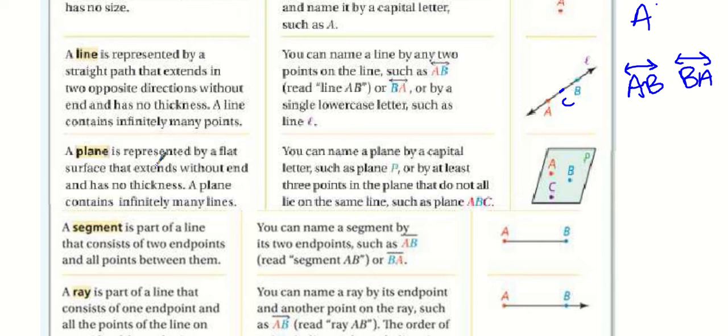Now we name a plane with 3 letters that are not on the same line. So I could call this plane ABC, or I could use this letter P, which is not a point. So I could call this plane P as well.